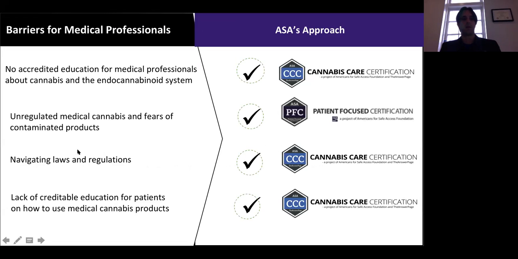Basically, part of it is when ASA started, there was no accredited education for medical professionals. So we created CCC with the answer page to offer this. Another concern was unregulated medical cannabis and fears of contaminated products. We have a certification oversight program, but also helping patients navigate the laws and regulations and educational materials for patients. At a dispensary, the patient who is well educated is going to have a more positive experience with cannabis. And the more they know about the products and their uses, the less likely there are to be issues down the road.